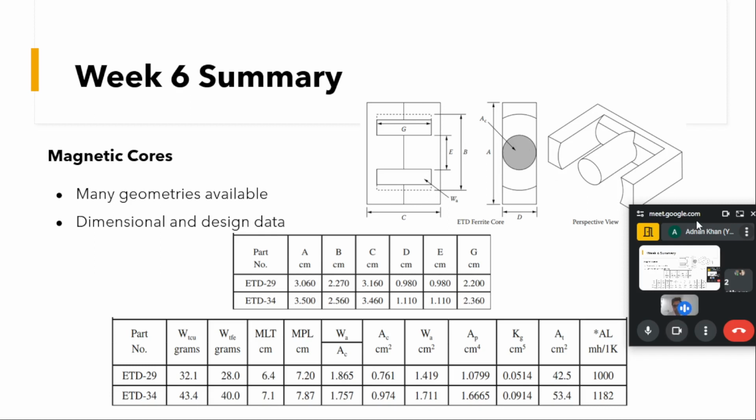So for a particular core, the manufacturer will provide its data. What is provided first is a part number for a particular core, and with that particular core there will be different dimensional data provided for that core.